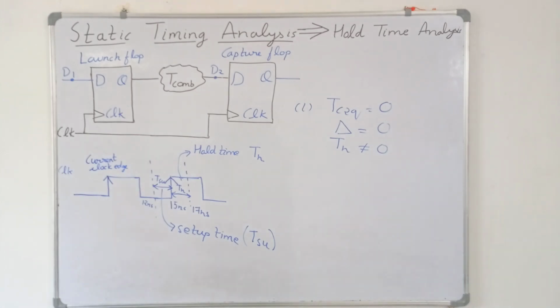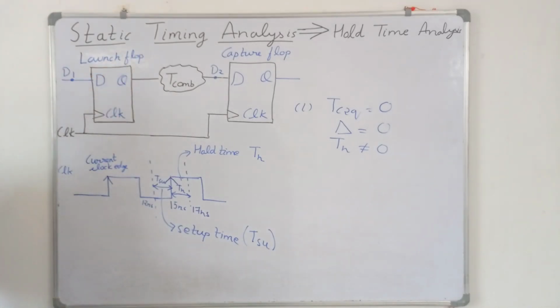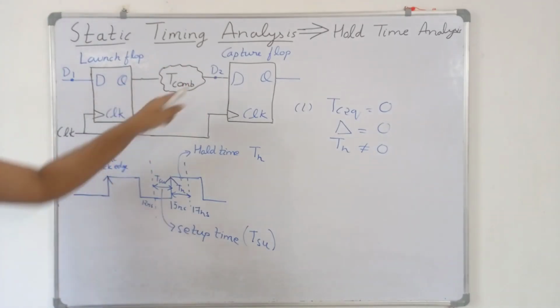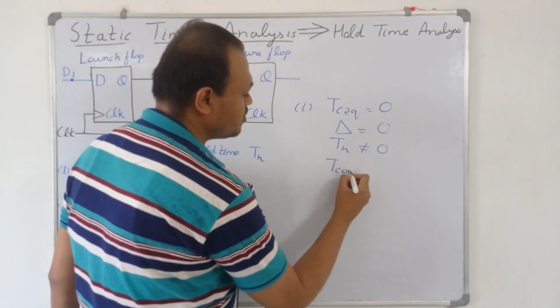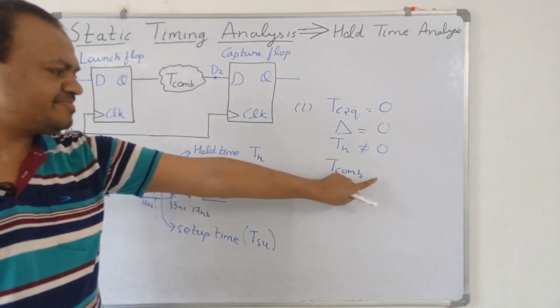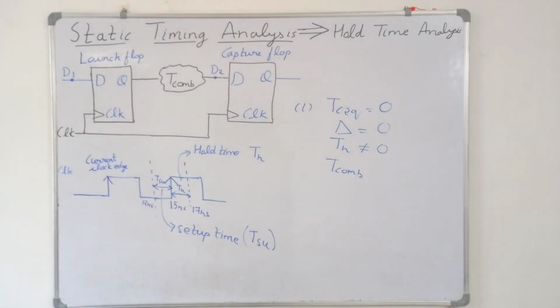So when the rising edge arrives, then this launch flip-flop will launch this data immediately because this TC2Q is equal to 0. Now this data will travel through this combinational logic. So it will arrive at the capture flip-flop at time tcom. Let's suppose the delay through the combinational logic is denoted by tcom. So this data will arrive at the capture flip-flop at the time tcom.